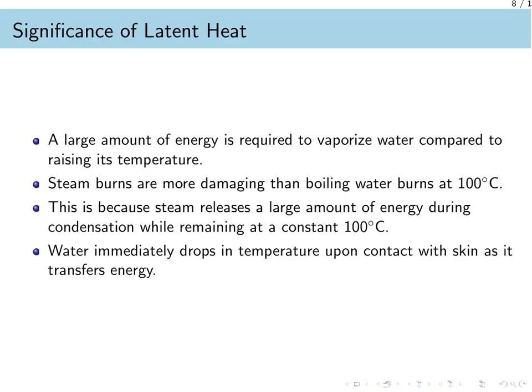A great deal of energy is required to turn water into steam, and that same energy is released when steam condenses. This explains why a burn from steam at 100 degrees Celsius is much more severe than a burn from boiling water at the same temperature. When steam hits your skin, it releases a massive amount of energy as it condenses into a liquid while staying at a constant 100 degrees. In contrast, liquid water at that temperature immediately begins to drop in temperature as soon as it transfers energy to your skin, resulting in less total energy transfer.